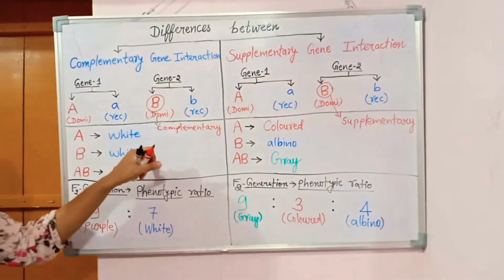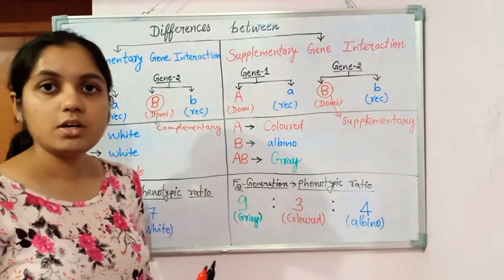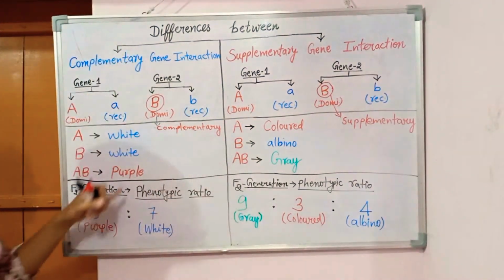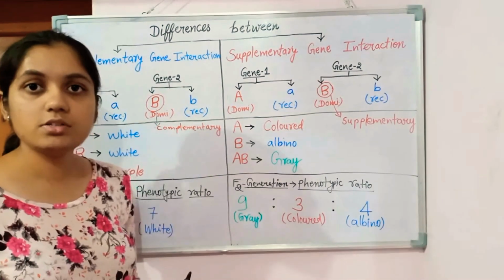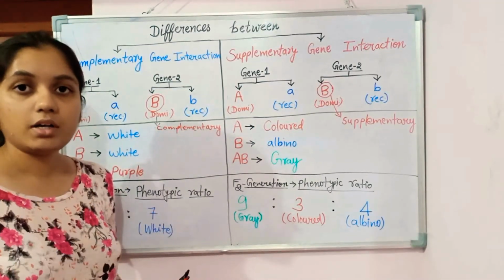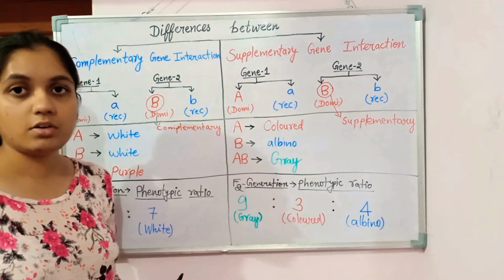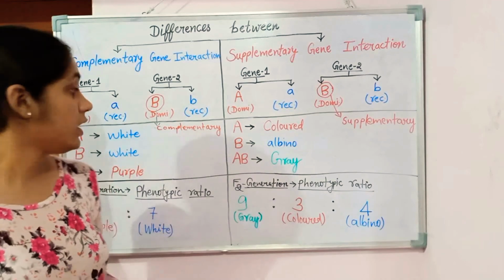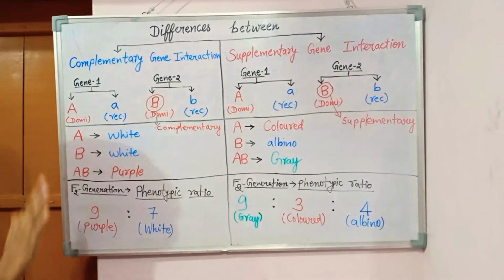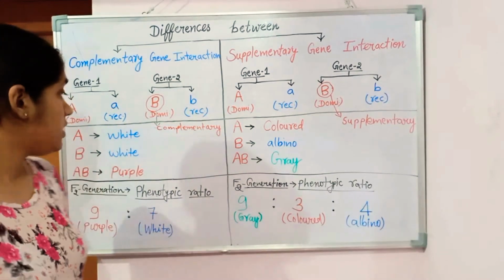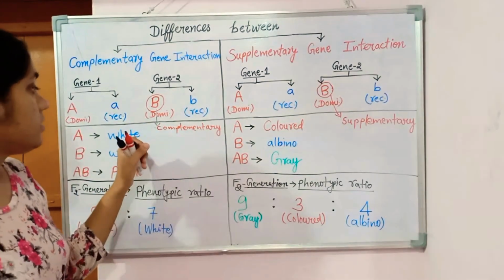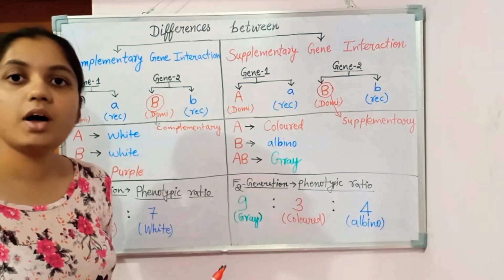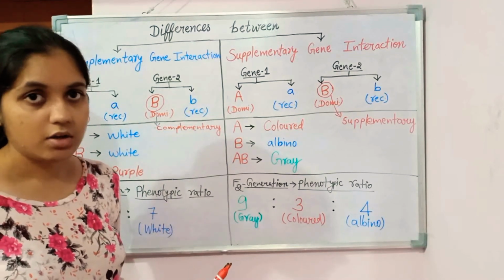I have already discussed in detail the cross of complementary gene interaction in Lathyrus odoratus, the sweet pea plant. The character which we studied was the color of the flower. The flower can be purple or white, and here the white color is the recessive character. If no color is produced, then the flowers are white in color.